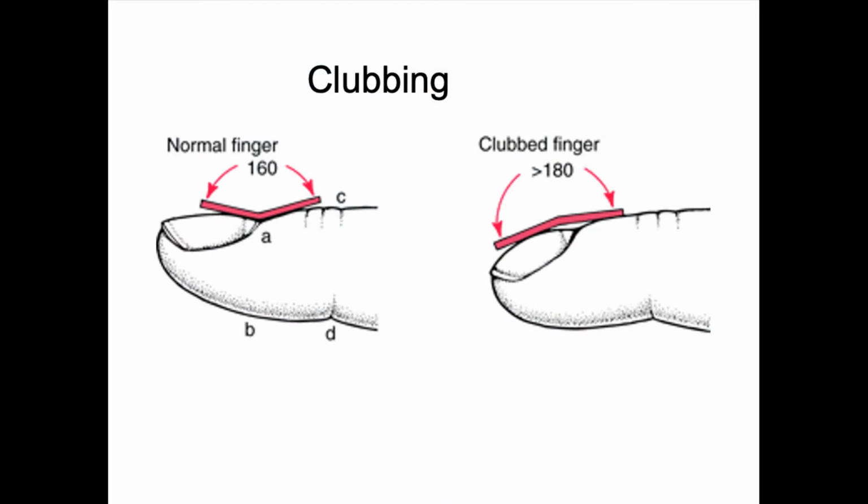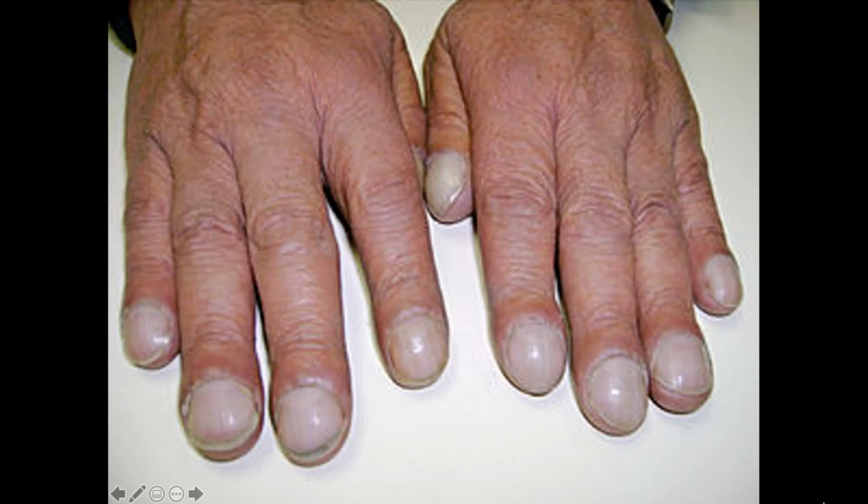So remember, clubbing of the fingers, this is something that we see in different diseases that cause hypoxia, and instead of having the normal angle here, you have an inverted angle, and the fingers look very much like this.